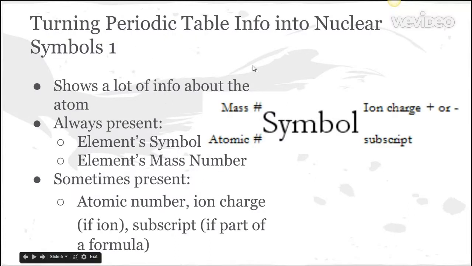So we can take that periodic table square and turn it into a nuclear symbol, which is a very handy way of, again, giving a lot of information about an atom. Specifically, it also helps us figure out about different isotopes of that atom. Always present, you have to have the symbol and you have to have the mass number. These are the two must-be-present items in a nuclear symbol. You can write the atomic number, and when we do our work, I'm going to have you add the atomic number. Then if it happens to be a charged particle, there will be an ion charge. If it happens to be part of a compound, it'll have a subscript.